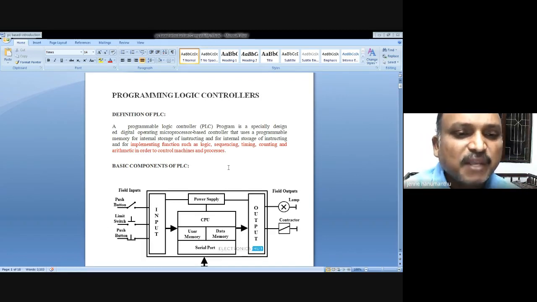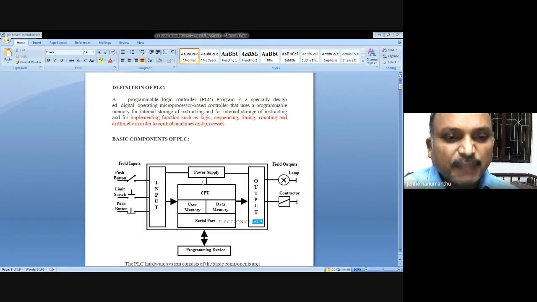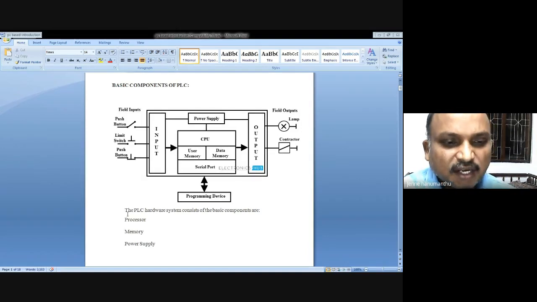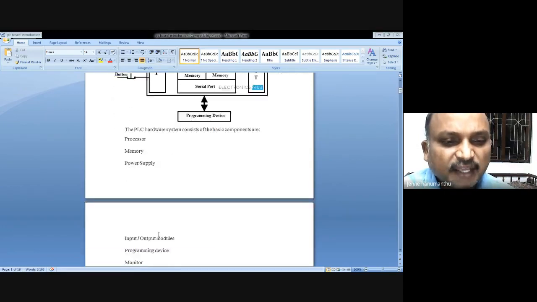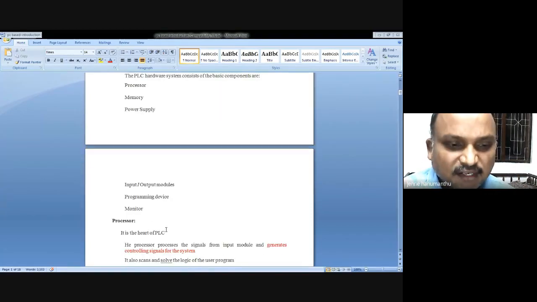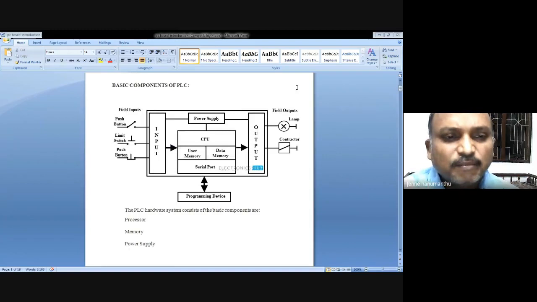See the diagram, basic components of a PLC. What are the basic components we have? The PLC hardware system consists of the following components. One is the processor. Next is memory. Next, power supply. Then input modules, output modules, programming device, and monitor. The same is depicted here as a PLC hardware.